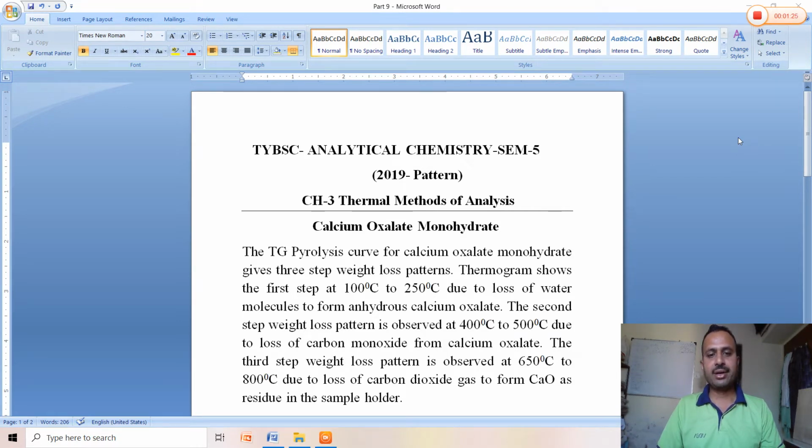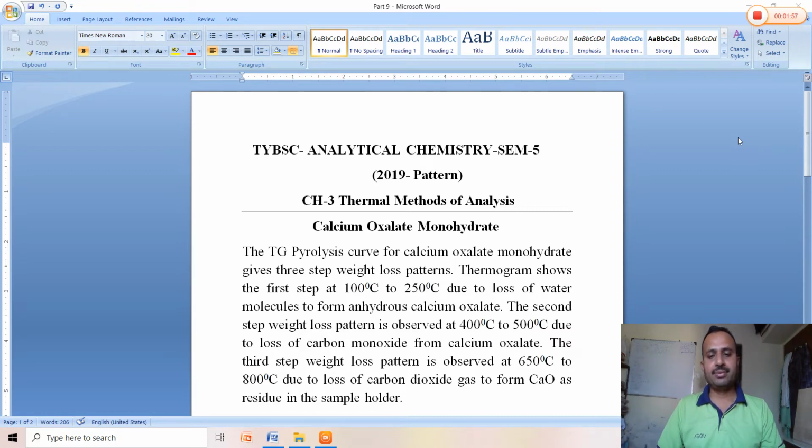The second step weight loss pattern is observed at 400 degrees centigrade to 500 degrees centigrade due to the loss of carbon monoxide from calcium oxalate. Now here calcium oxalate has one carbon monoxide entity, and at a temperature of 400 degrees centigrade to 500 degrees centigrade the carbon monoxide molecule is lost from the calcium oxalate molecule.